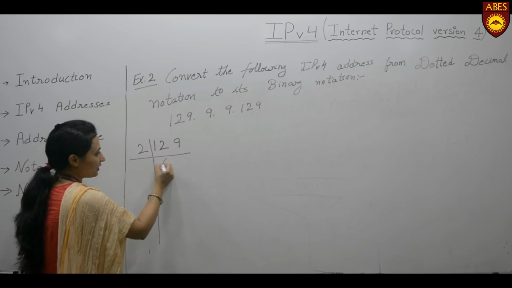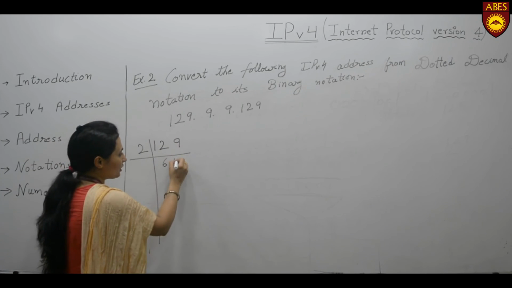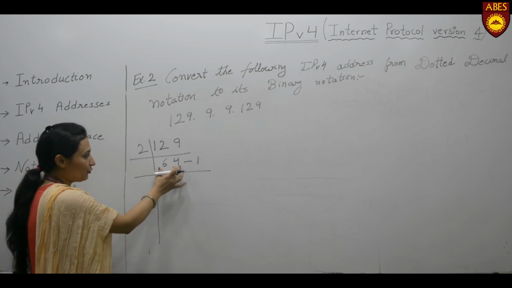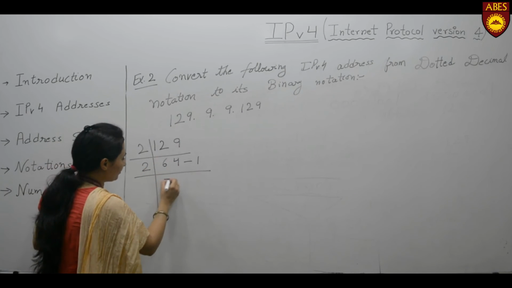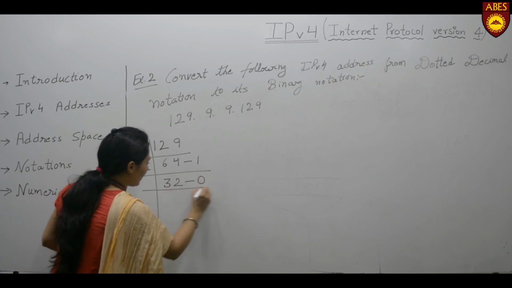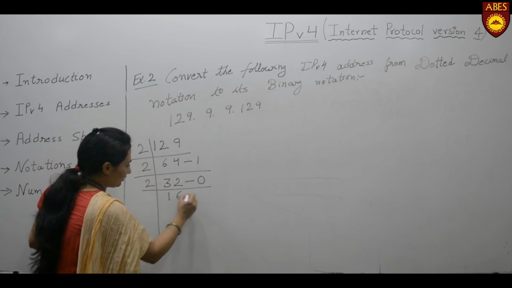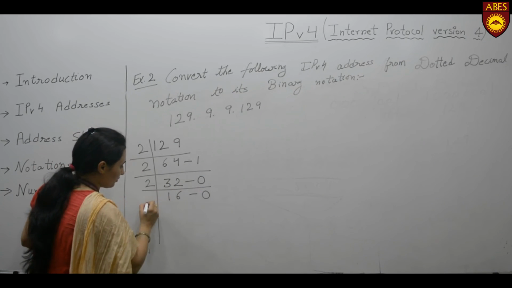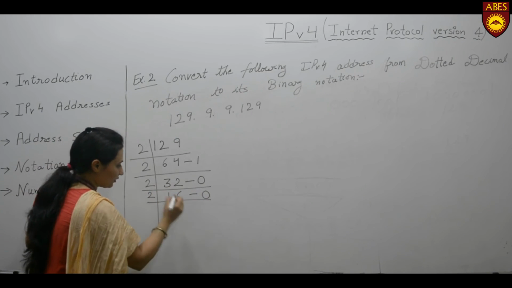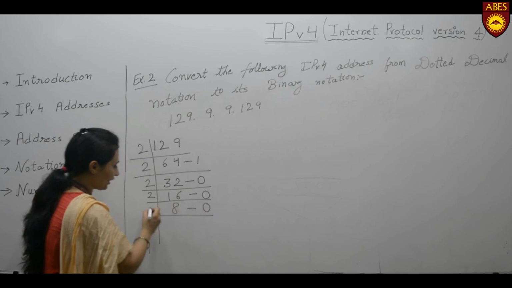So 2 6s are 12, then here it comes out 9. 2 4s are 8, remainder will be 1. Again we have to divide 64 by 2. Then it comes out to be 32 and remainder will be 0. Again it is to be divided by 2. Then here it comes out to be 16 and remainder will be 0. Again this 16 will be divided by 2. That is, it comes out to be 8 and remainder will be again 0. Again we have to divide by 2.